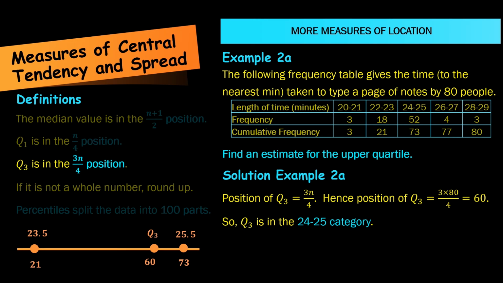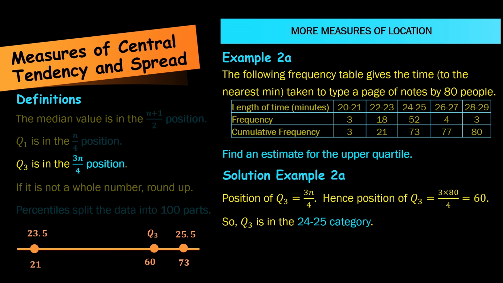Now let's try and find a more precise value for Q3. We have the boundaries of the interval 24 to 25 denoted by 23.5 and 25.5. And of course Q3 is going to lie somewhere in between the two. We have underneath the frequencies. So of course 21 corresponds to 23.5, 60, which is the position of Q3, corresponds to Q3, and 73 corresponds to 25.5.